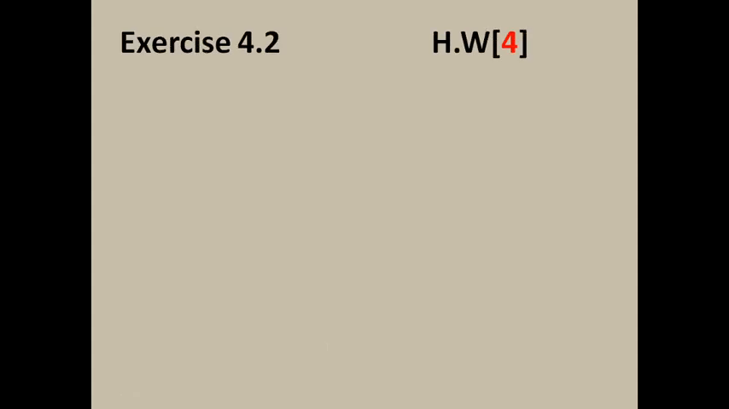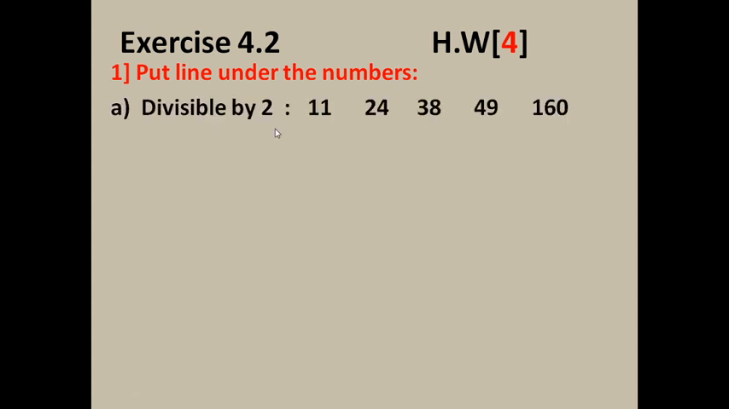Here, exercise 4.2. I wrote for you before this homework number 4. Today we will take number 1. Put a line under the numbers divisible by 2. You remember the numbers divisible by 2? It is 0, 2, 4, 6, 8.